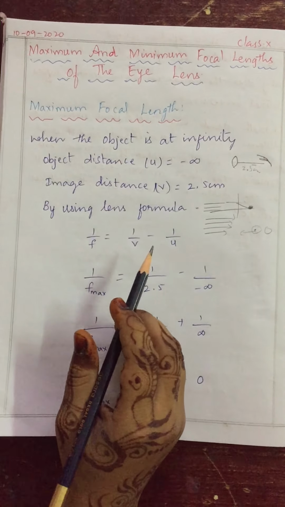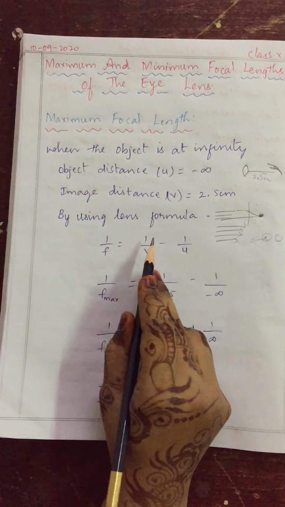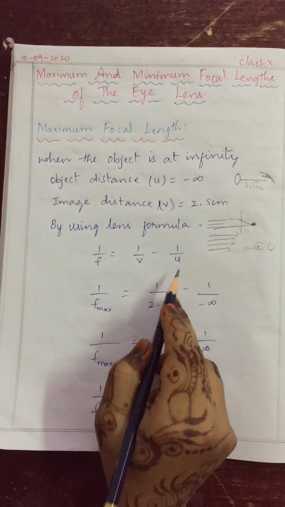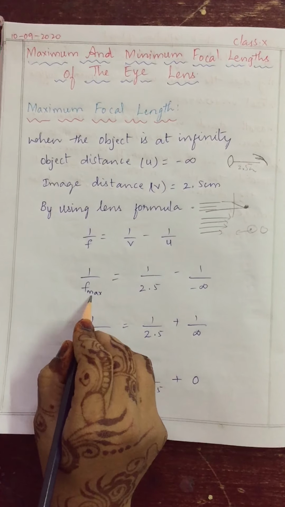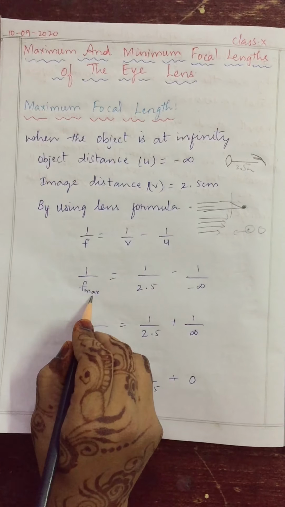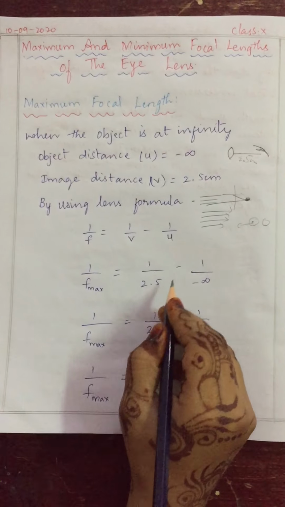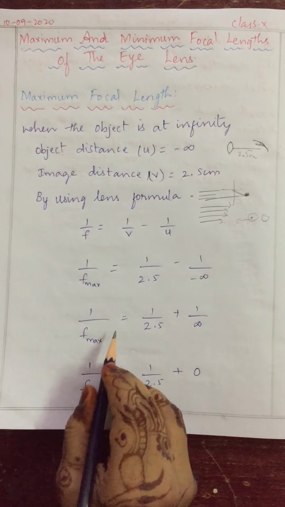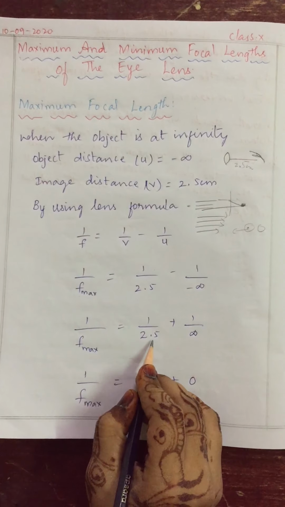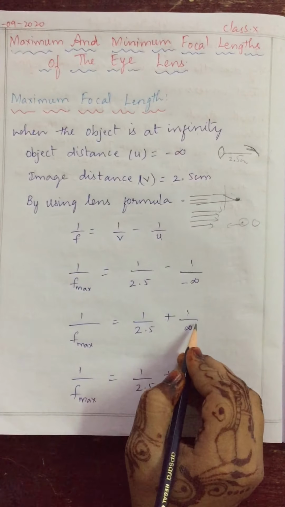Now we are talking about a lens, the eye lens, so we need to use the lens formula, that is nothing but 1 by f equal to 1 by v minus 1 by u. We don't know f, that is f maximum, that means maximum focal length. We can write it f max. Clear, children? That is equal to 1 by v we have 2.5, minus 1 by u we have minus infinity. Clear, children? That is equal to 1 by 2.5 minus into minus, children, plus 1 by infinity.